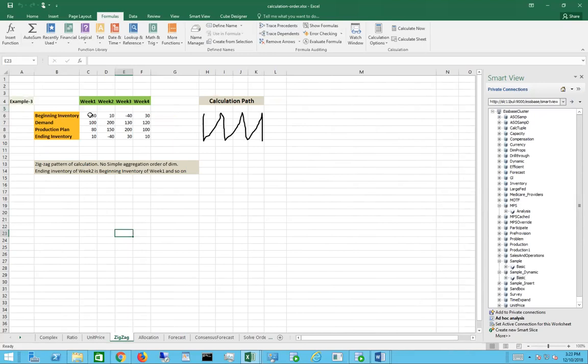So let's look at this: there is a beginning inventory of some product. Then this is the demand. This is how much I'm making, right? So the inflow is inventory plus production plan. Outflow is demand. So the ending inventory is inflow minus outflow, right? But the beginning inventory of next week is the ending inventory of the previous week, right?